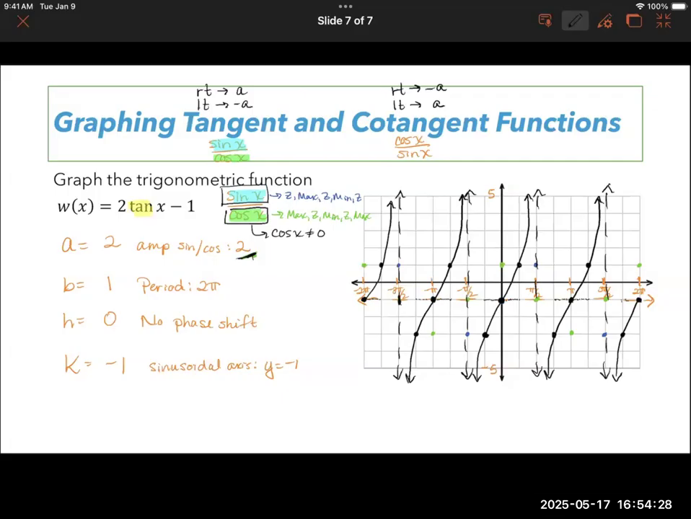And so that would be your tangent function with a vertical stretch of 2. With the tangent, that's really a vertical stretch. And with a vertical translation of -1.